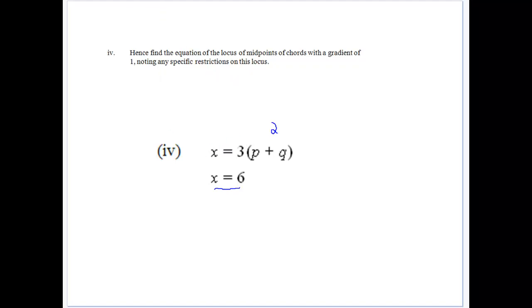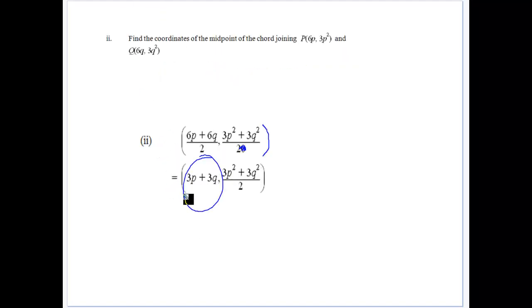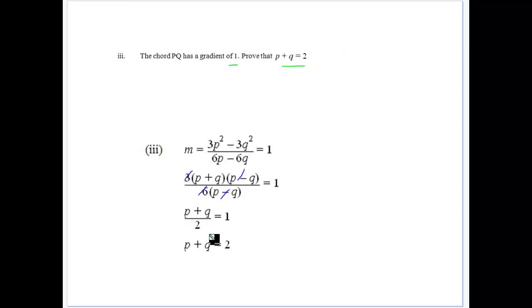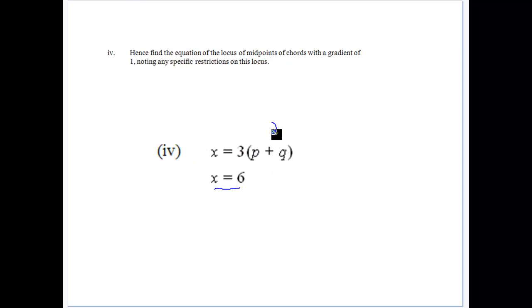Now, if that's the case, we go back to what we had, then that was the gradient. That's where we got the coordinates of the midpoint. So X is equal to 3P plus 3Q, which we could write as 3 outside of P plus Q. But from part 3, we know P plus Q is equal to 2. Now if that's the case, then that gives us 3 times 2, and that means x is equal to 6. Well, what does that mean? What restriction is on the locus there?